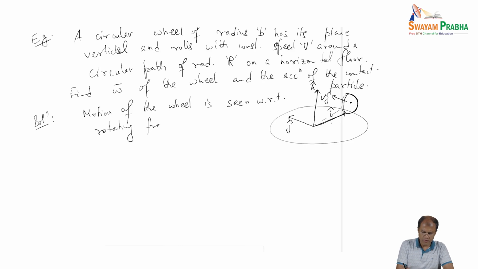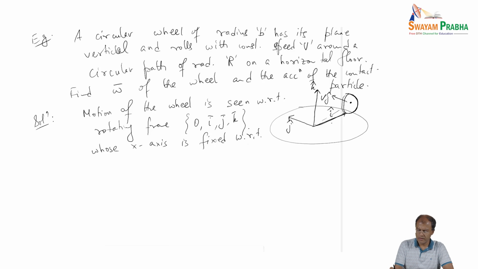The rotating frame. Let's say with center O, I, J, K. The motion of the wheel is seen with respect to this rotating frame, whose x-axis is fixed with respect to the base, the wheel base. Which means that as the wheel rotates, the frame also rotates with the wheel.